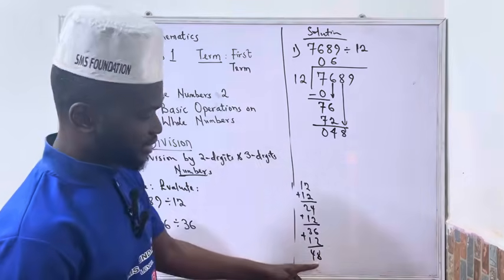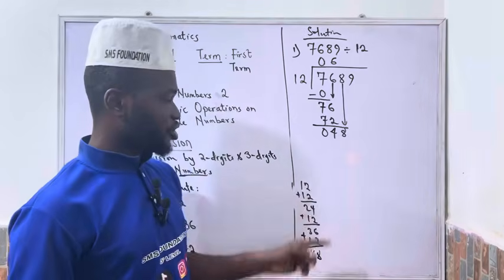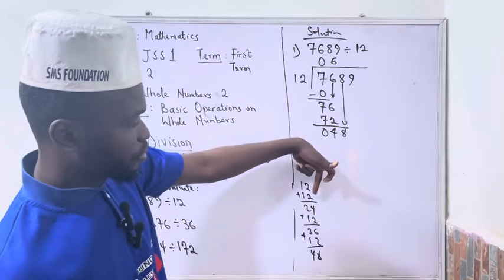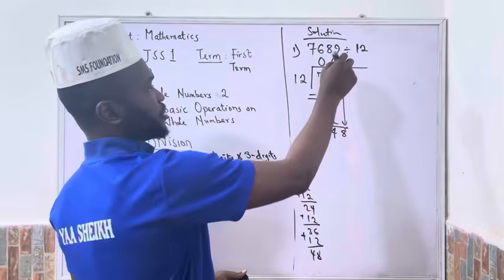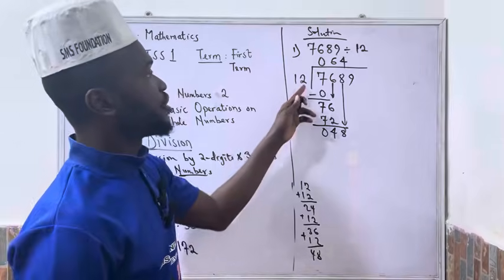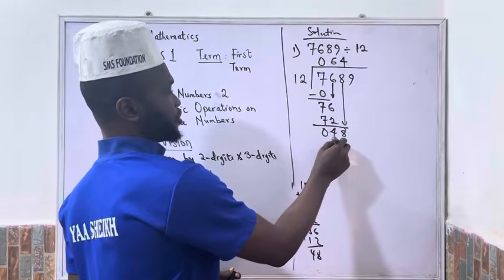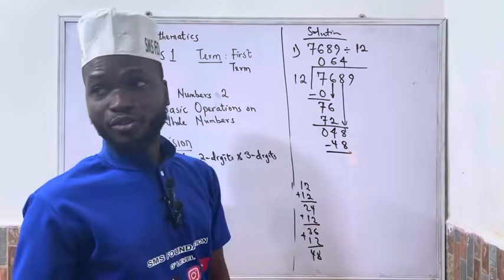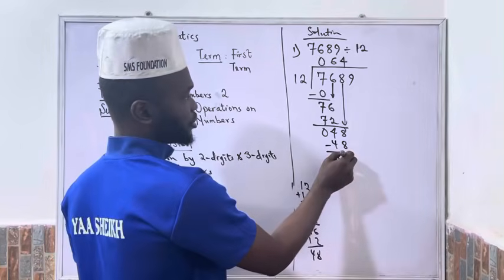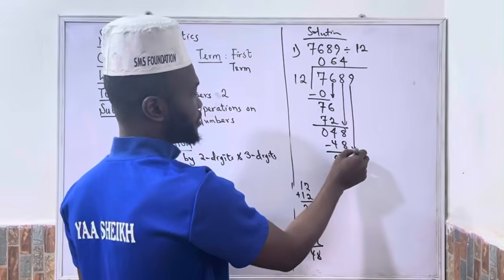So this is exactly a multiple of 12. Let's count how many 12s: 1, 2, 3, 4. So this is 4 times. 12 times 4 gives me 48. So let us subtract: 48 minus 48 gives you 0. Let's bring down the 9.